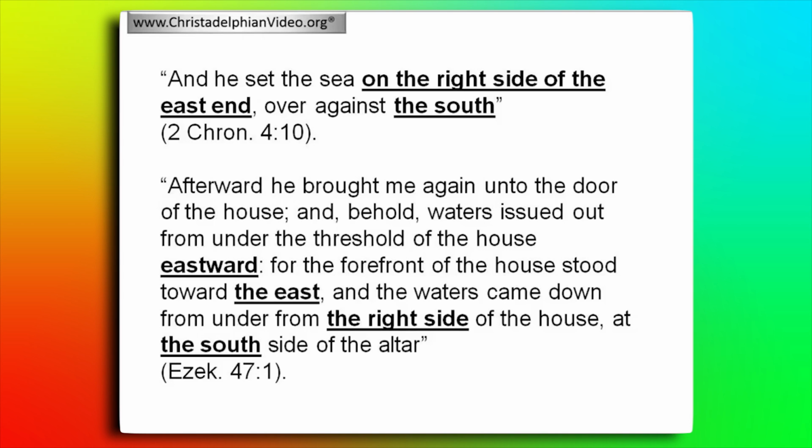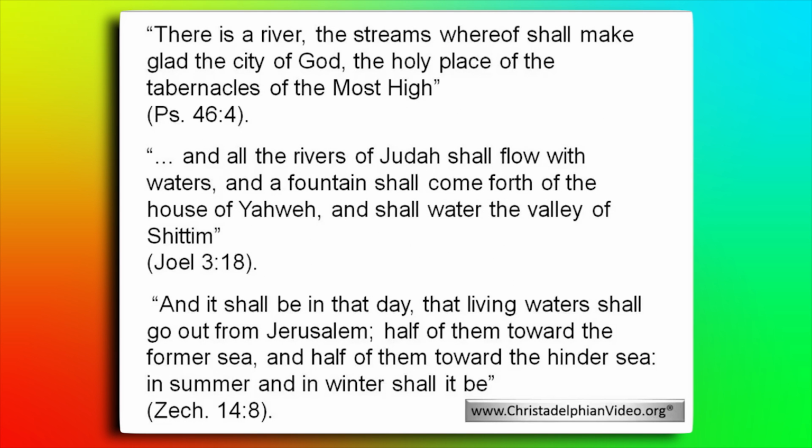to note the emphasis given to water in relation to the temple which will be built in the kingdom. In addition to Ezekiel 47, there are several other passages which speak of the water supply which comes from the temple in the kingdom. The psalmist wrote, "There is a river, the streams whereof shall make glad the city of God, the holy place of the tabernacles of the Most High."